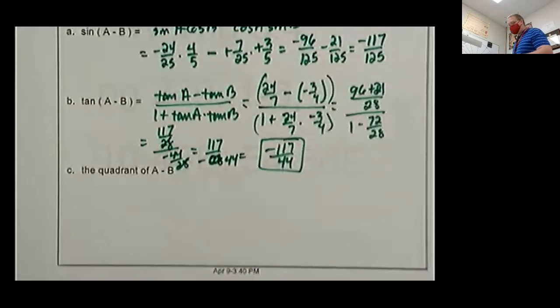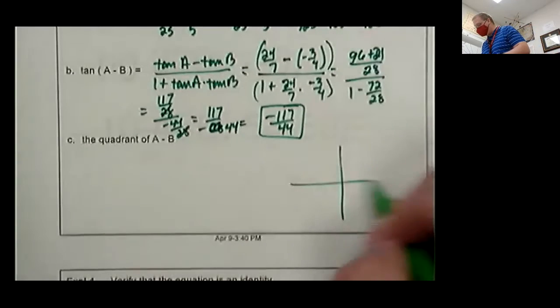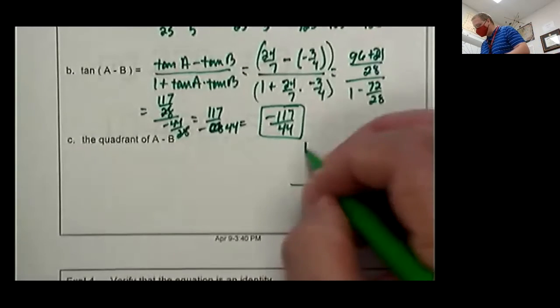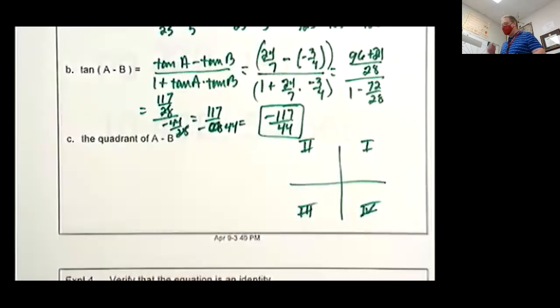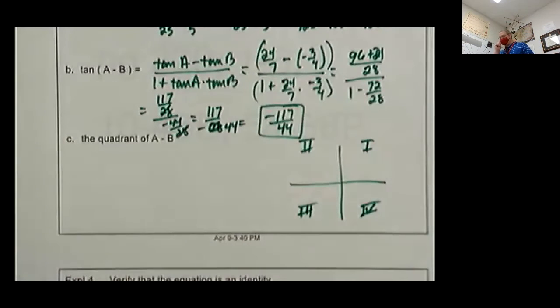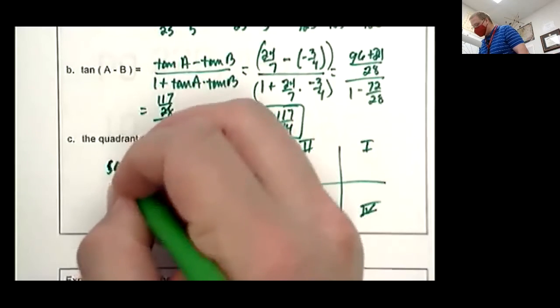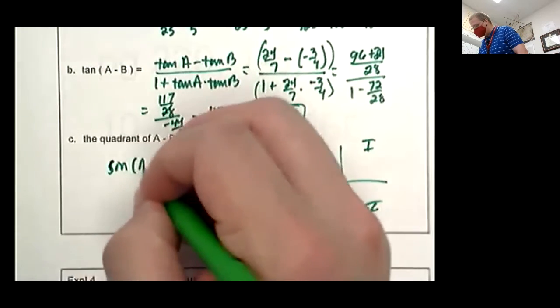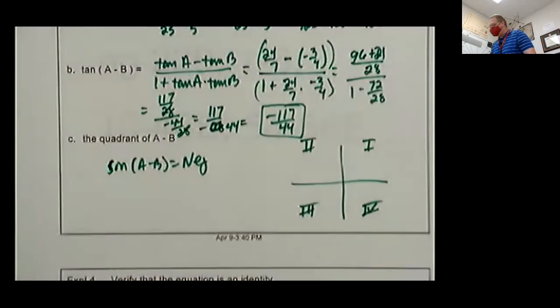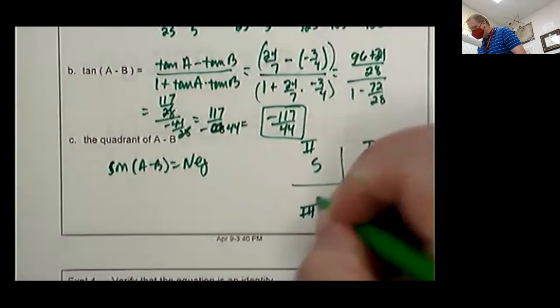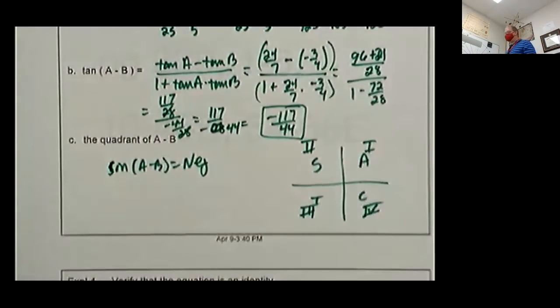Part C, then we want the quadrant of A minus B. How are we going to do that? Well, let's look at our quadrants in terms of where we ended up in terms of sine and tangent. So we ended up with sine being negative. So we got sine of A minus B is equal to a negative value. We know that all students take calculus. So where is sine negative?